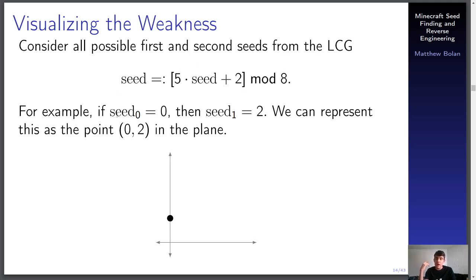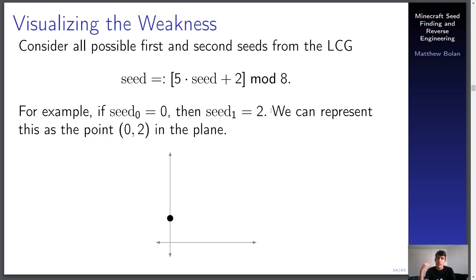So let's start out by just saying seed sub 0 is 0, okay? So we have our machine here for getting the next seed. We take 0, we pop it in for seed. 5 times 0 is 0. Glad I still know how to do that one. Plus 2 is 2. And then 2 leaves a remainder of 2 when divided by 8. So our new seed is 2.